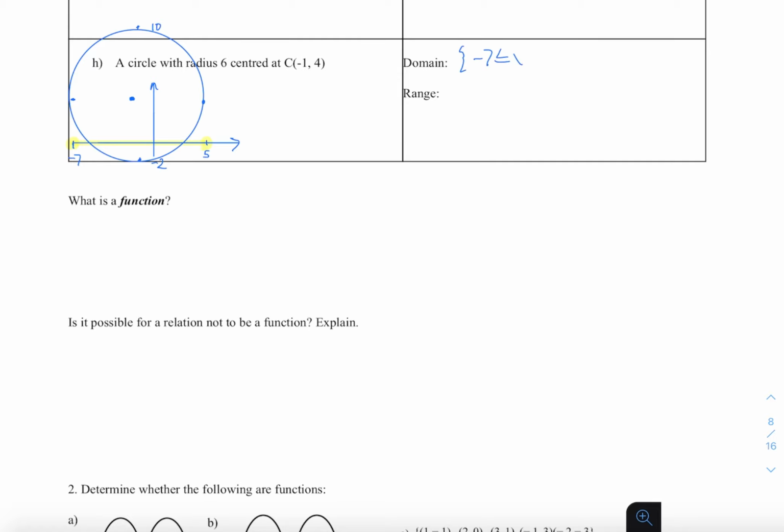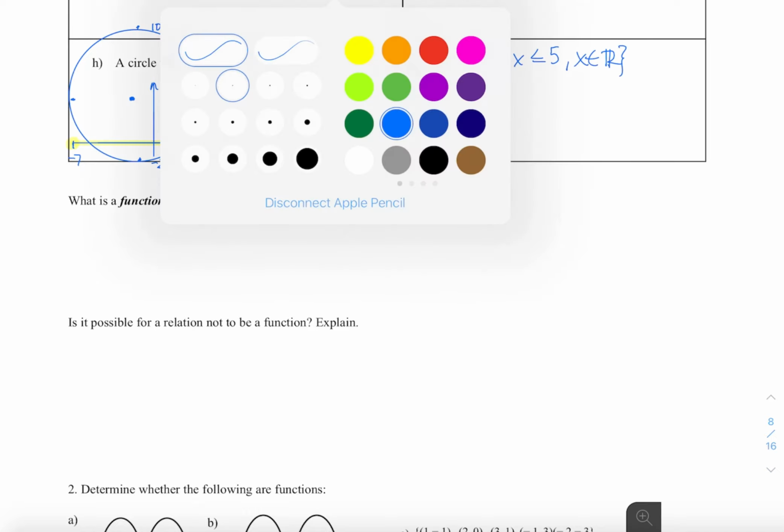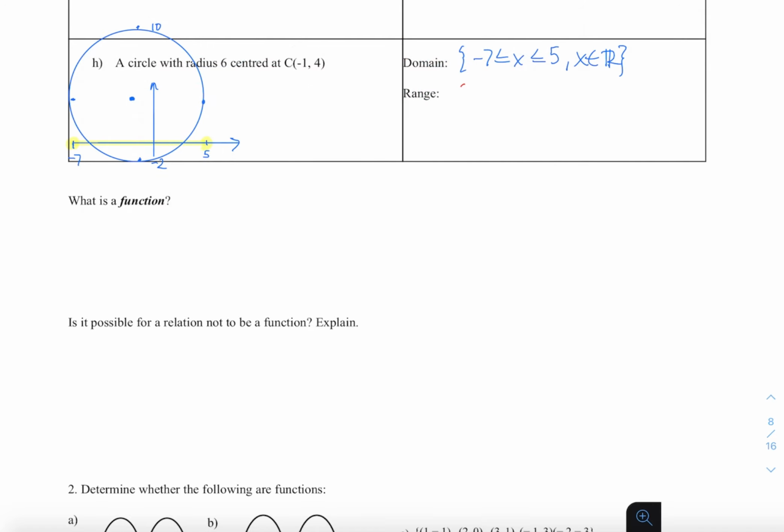-7 is less than or equal to x, which is less than or equal to 5. And similarly with y, we've got -2 is less than or equal to y, which is less than or equal to 10. I didn't actually need to draw the graph, but I think it's helpful. So -2 all the way up to 10.